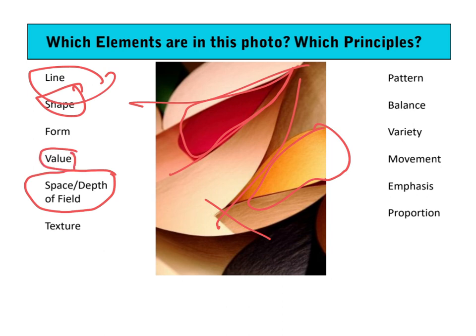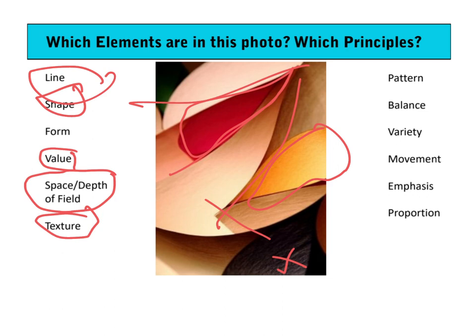Value, we definitely see different comparisons of value. We have dark against the light, and if you didn't have those comparisons, you wouldn't know which one was which. And then we also definitely have texture. There's some texture down here. It's an implied texture, and we can kind of see how that would feel.